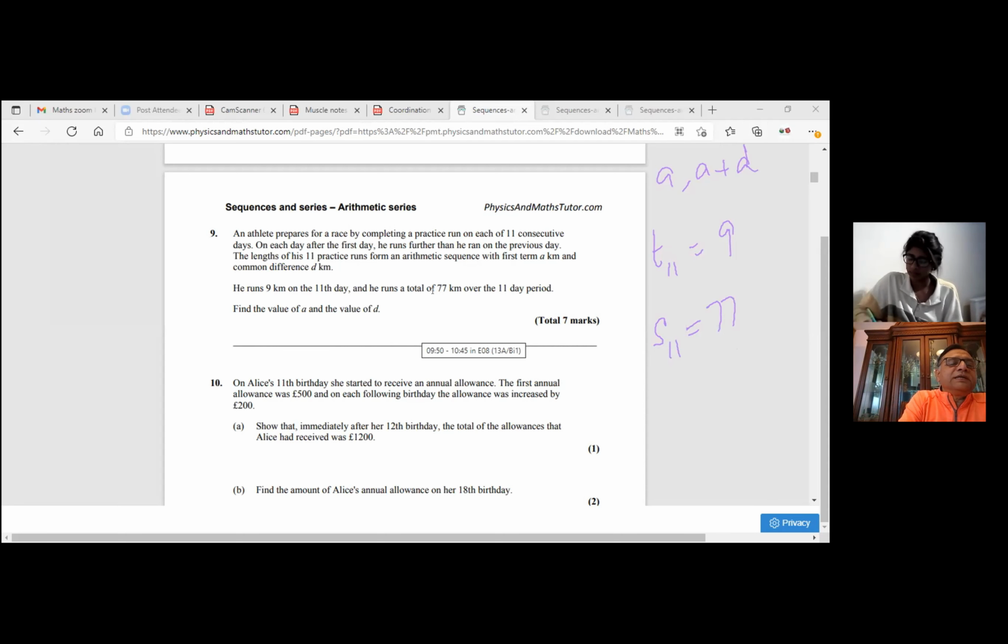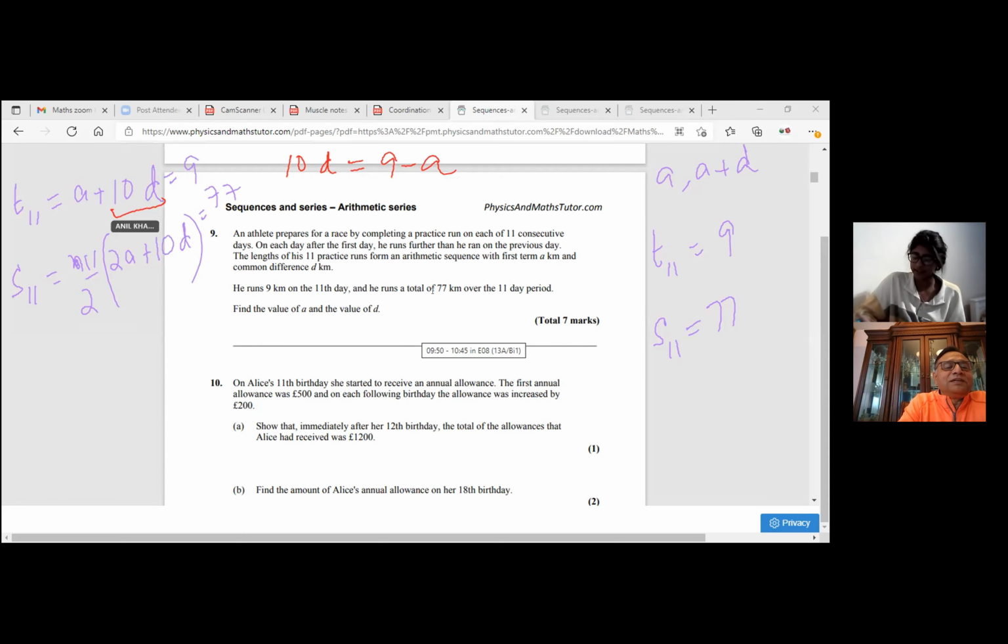We know the formula. So T11 is equal to A plus 10D. And S11 is equal to 11 by 2 times (2A plus (n minus 1)D, which is 10D). We have this as 77, and the other one is 9. So from the first equation you can write 10D is equal to 9 minus A. Is that okay?